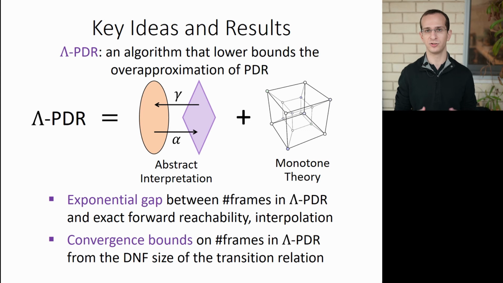We also provide general bounds on the number of frames required for lambda PDR to converge, pertaining to syntactic properties of the transition system it's analyzing, bringing together results from abstract interpretation, the monotone theory, and completeness thresholds for bounded model checking. See you at the talk or at the paper.